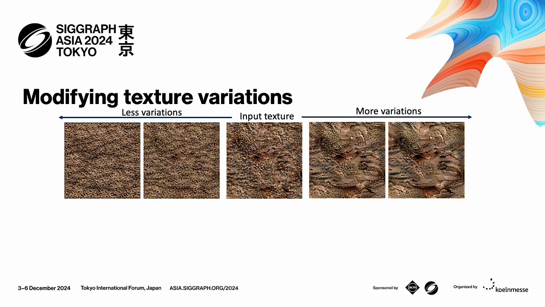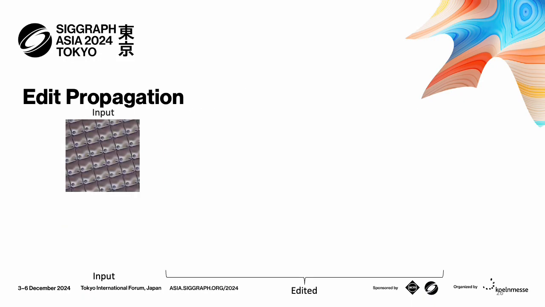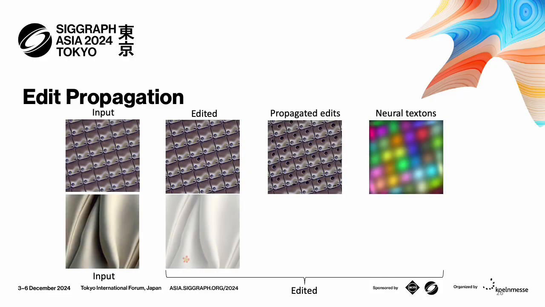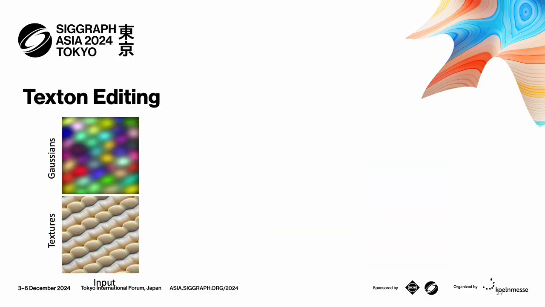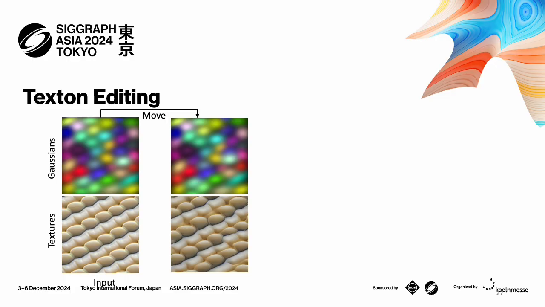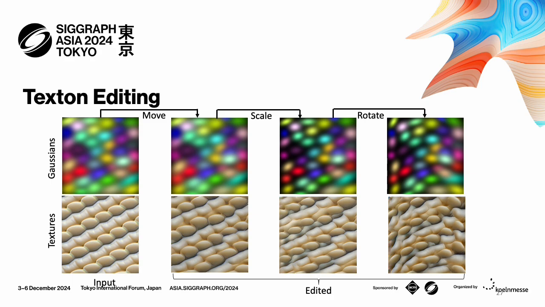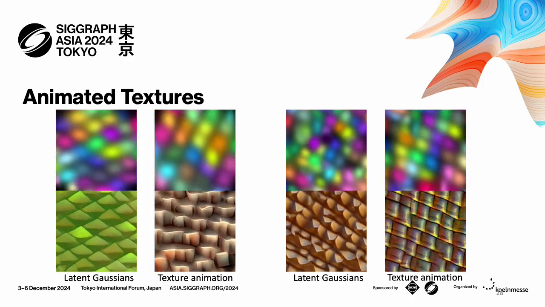We can manipulate the variations within a texture by reducing or increasing the variations in appearance features and Gaussian covariances. Edit propagation can be performed by using the extracted structure of Gaussians. We can also directly manipulate taxons by moving, scaling, or rotating the Gaussians. We can also animate textures using flow fields.